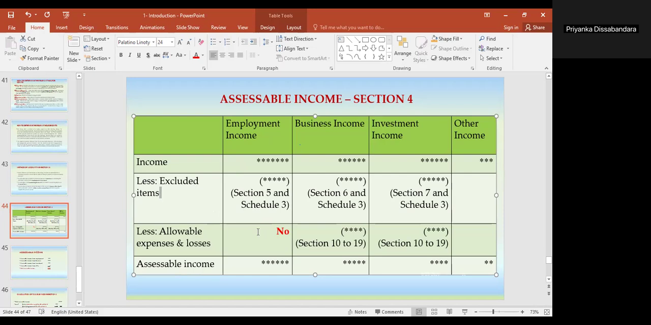After that, we can deduct one more thing. But for the employment income, we do not have permission to deduct expenditure. I explained it earlier as well. So we do not have permission to deduct expenditure. After that, we receive assessable income. We call this amount an assessable income.